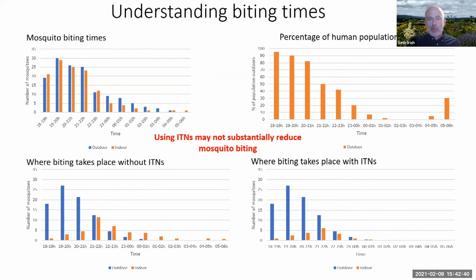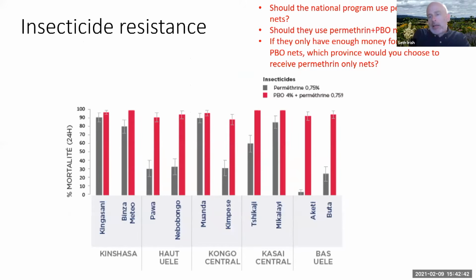So let's move to a different example, insecticide resistance. I think many of you have worked on looking at insecticide resistance to see if the insecticides that you're using for vector control are really having an impact. And so in Africa, as elsewhere, one of the big questions is using PBO nets.